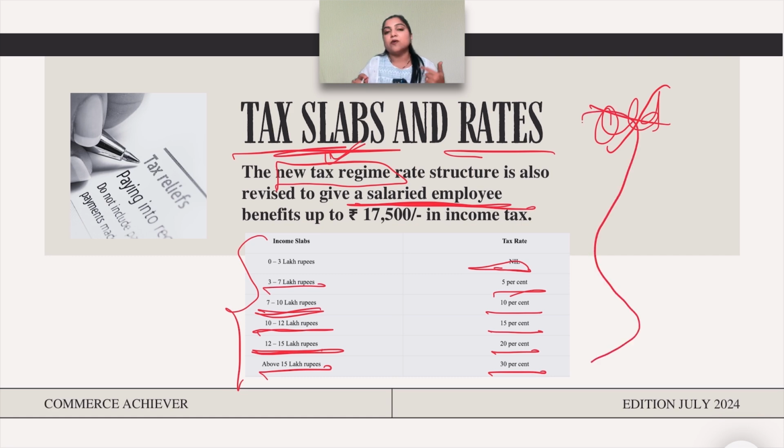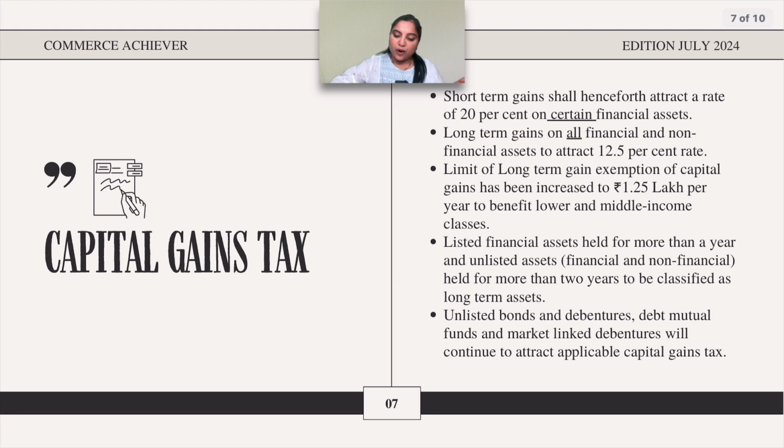All these pointers were already shared during the time of the budget in the community section. If you want to reconfirm the data, you can reconfirm from the community section also. So this is the revised slab which is applicable only in the case of the new tax regime. Okay, but if you still have any query related to any of the updates we discussed so far, feel free to ask in the comment section and stay connected for the numerical approach.